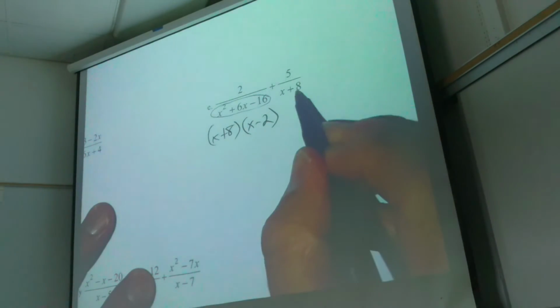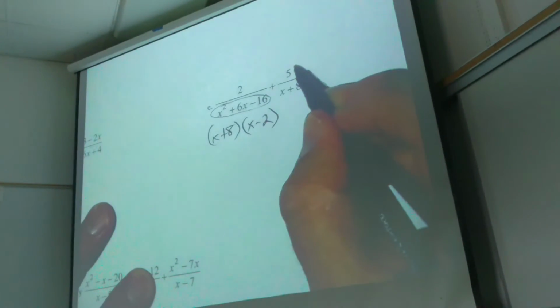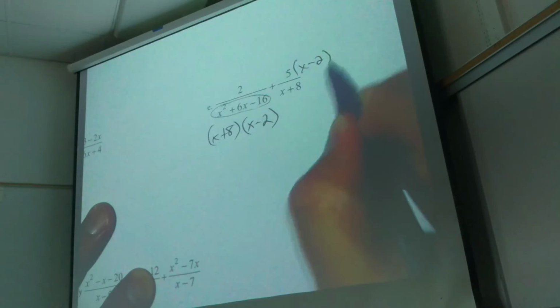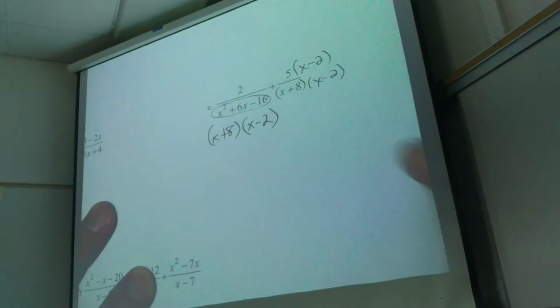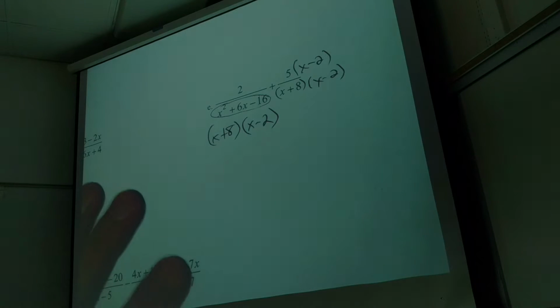So what do they both already have? The x plus 8. So what is this guy missing? X plus X negative 2. X minus 2. It's almost too nice to believe that it's true, that you can do it this way.